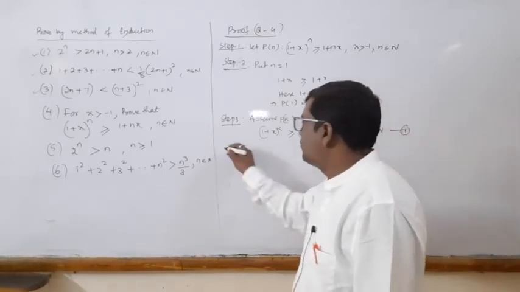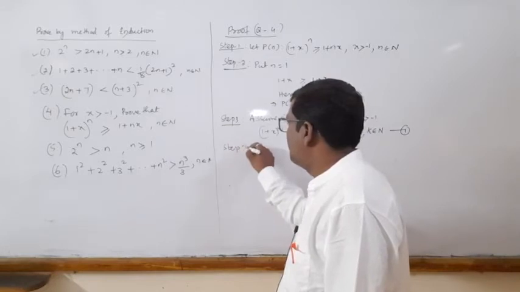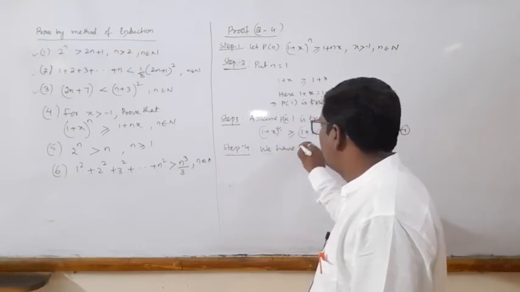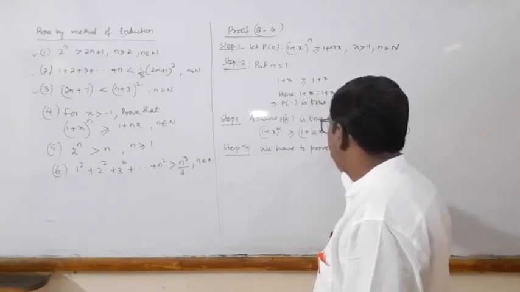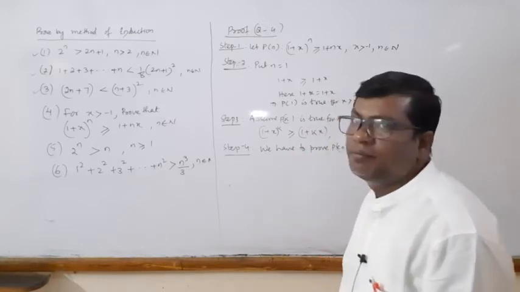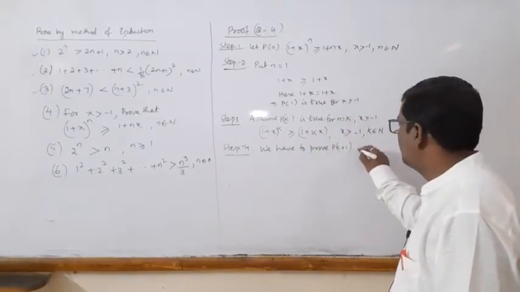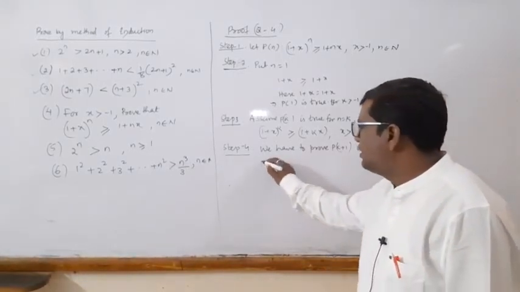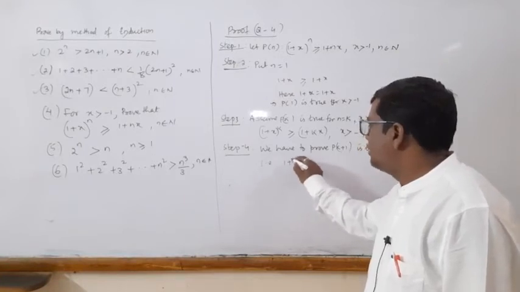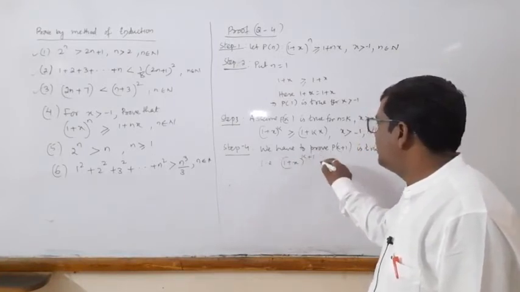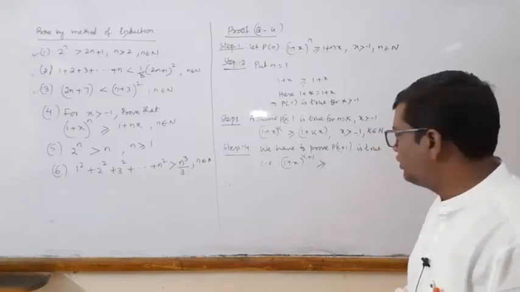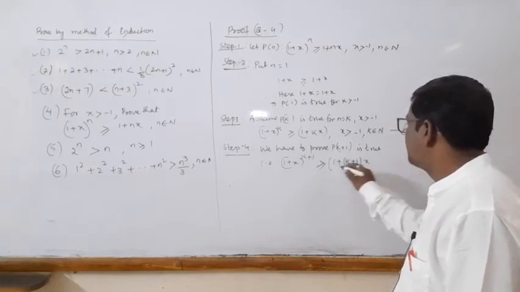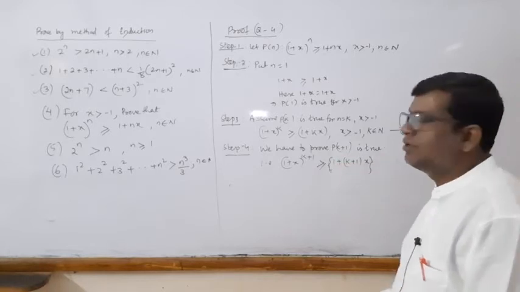Step 4: we have to prove P of k plus 1 is true. That is equivalent to saying (1 plus x) to the power k plus 1 is greater than or equal to 1 plus (k plus 1) into x. This is required to prove.